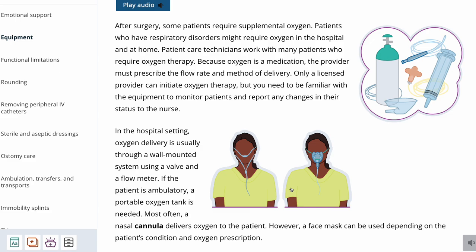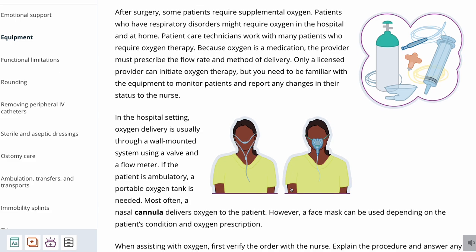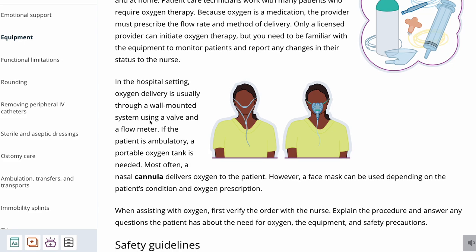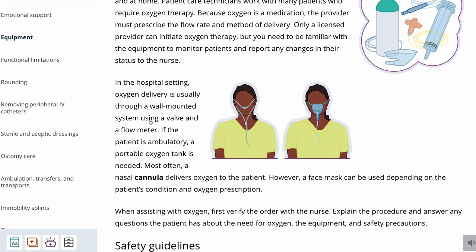In the hospital setting, oxygen is usually delivered through a wall system where they actually take air from the environment and condense the oxygen down to a certain amount. And then there's a little valve with a flow meter, and the patient puts the oxygen mask on and they can breathe oxygen through it. There could be also a face mask. So you see these two pictures. This is the nasal cannula where it just goes directly in the nose, and then this is the face mask.